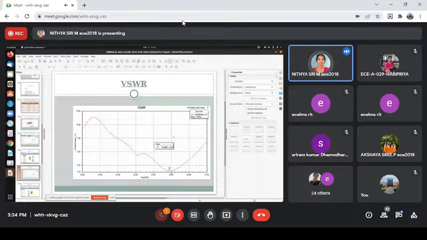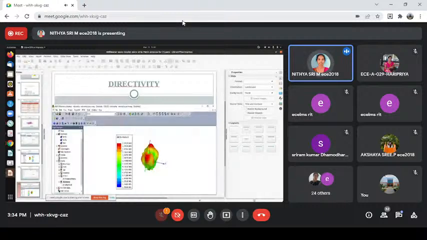And directivity is the measure of the concentration of an antenna radiation pattern in a particular direction. If the directivity is higher, the more concentrated or focused beam is directed by an antenna. For FR4 substrate, we got a directivity of about 8.3 dB. This is all about FR4 substrate.